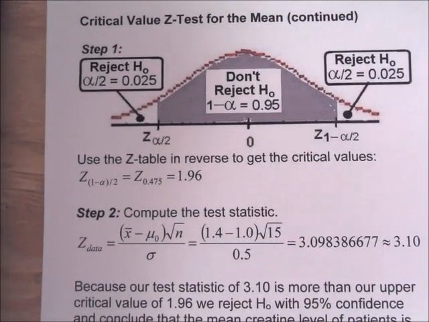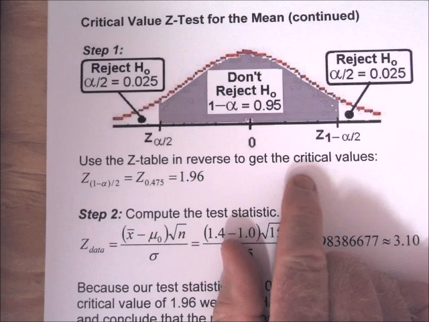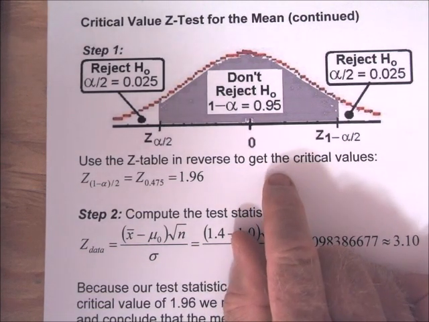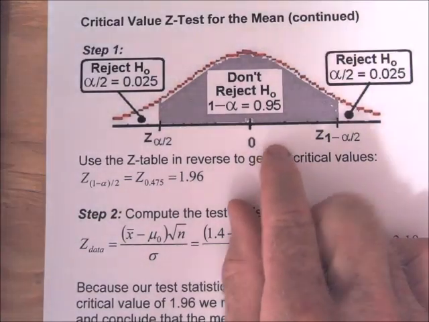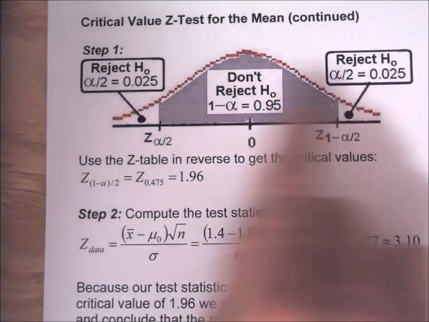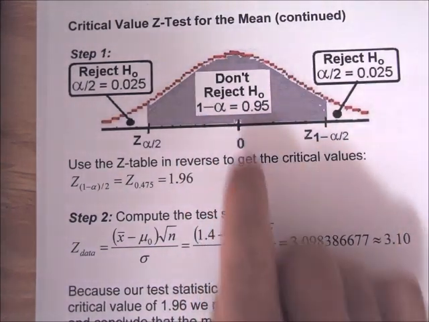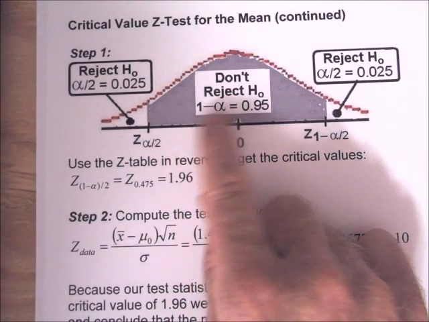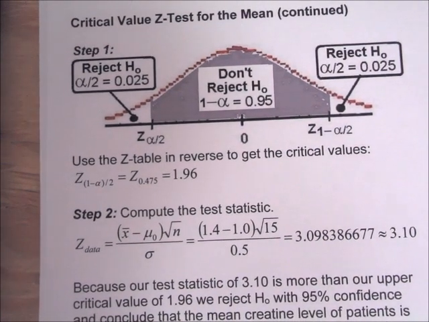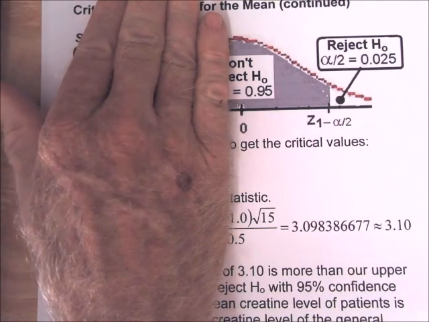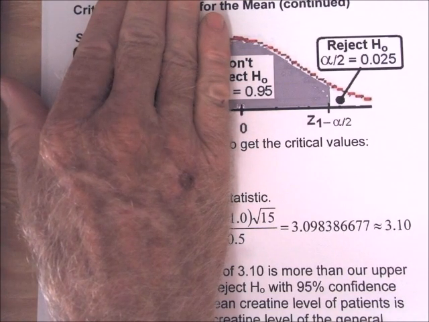Okay, so step 1, we want to use the z-table in reverse to get the critical values. We want to reject H naught if we have either extreme here. In the middle is where we don't want to reject H naught, so the 95% should be in the middle. Because our table only has the probabilities for z-scores bigger than 0, it only has the upper half.